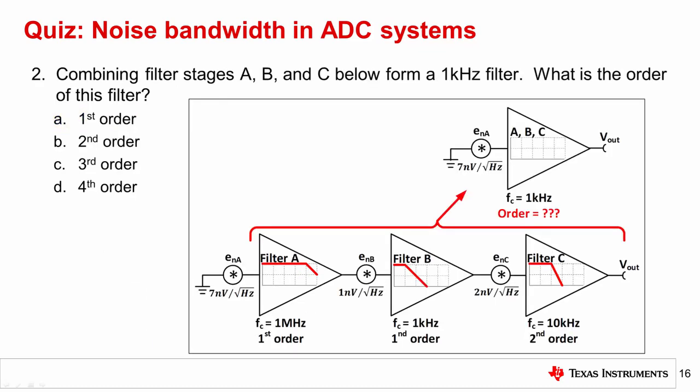Question 2. Combining filter stages A, B, and C below form a 1 kHz filter. What is the order of this filter? The correct answer is A, first order. When several filters are cascaded and the cutoff frequencies are significantly different, the order of the lowest cutoff filter will dominate. In this case, the qualifier significantly different means the cutoff frequencies are apart by more than 1 decade.